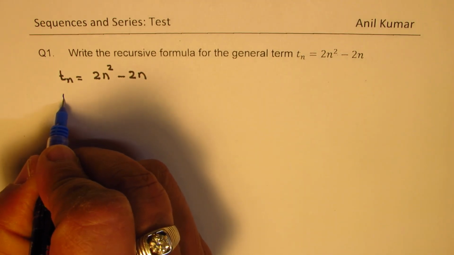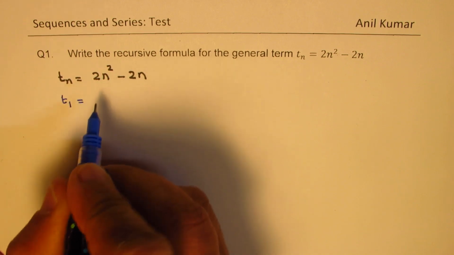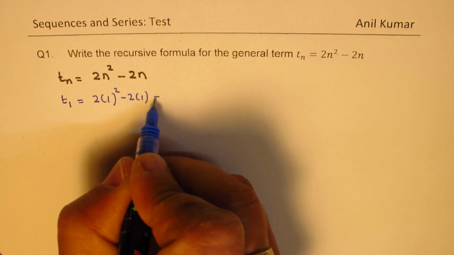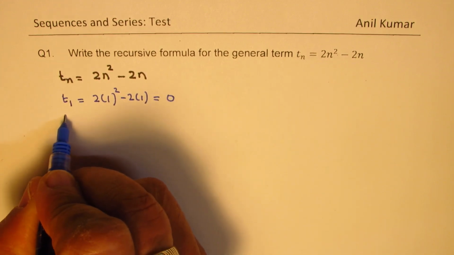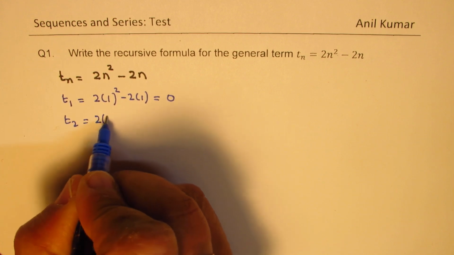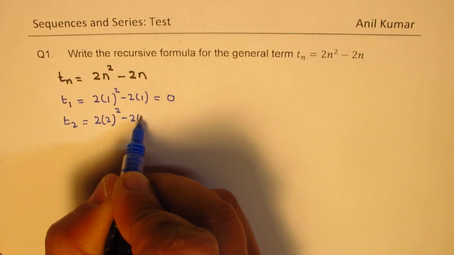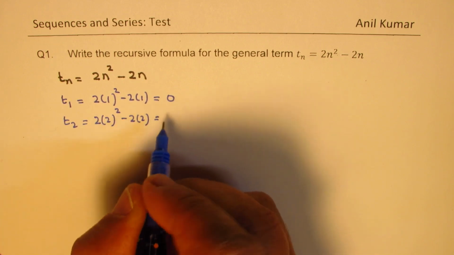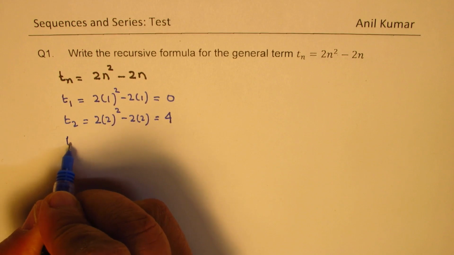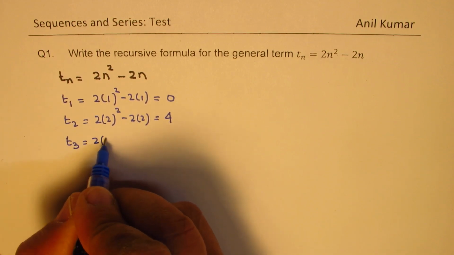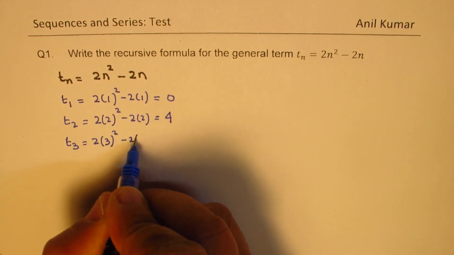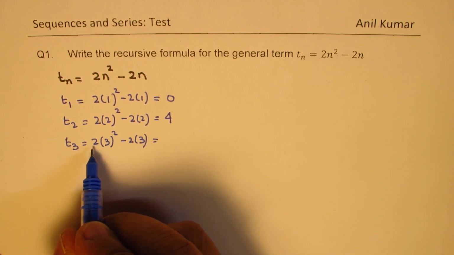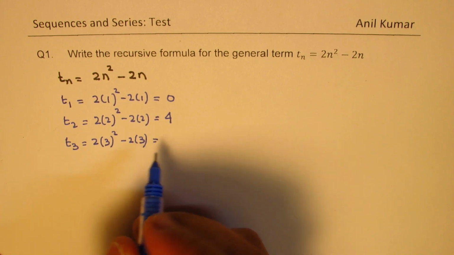So starting with 1. If I substitute 1 here, what we get is 2 times 1 squared minus 2 times 1, which is 0. And then the second term will be 2 times 2 squared minus 2 times 2. So that is 4 times 2, 8. 8 minus 4 is 4. Then we get T3 equals 2 times 3 squared minus 2 times 3. So 9 times 2 is 18, and from 18 we have to take away 6, so that leaves us with 12.